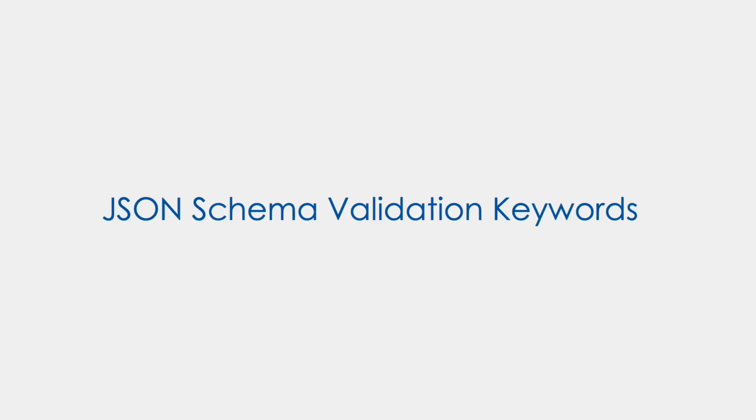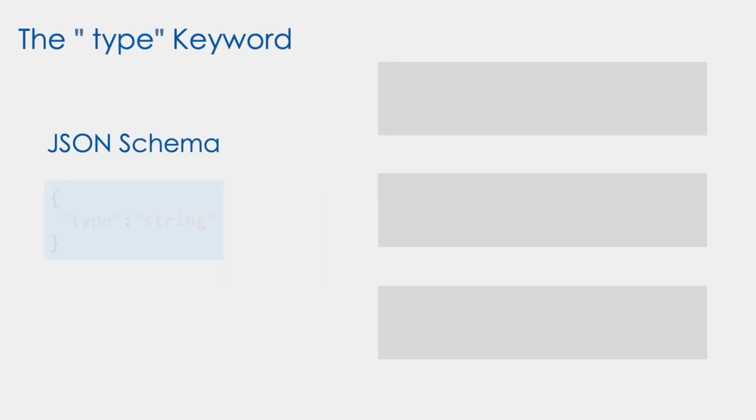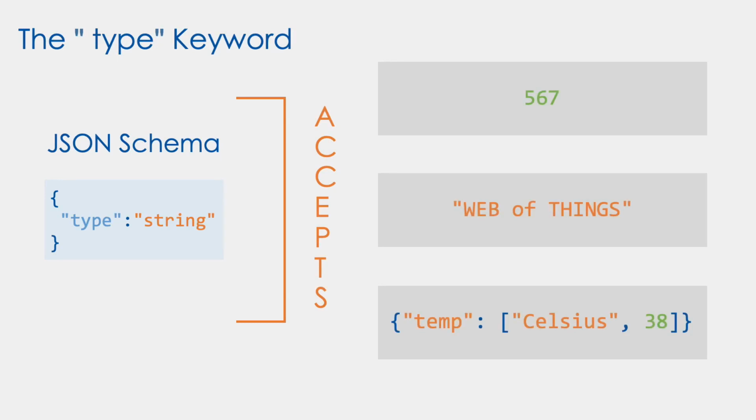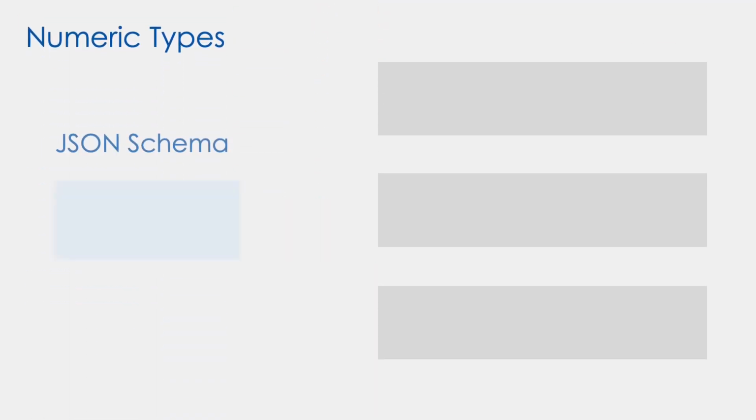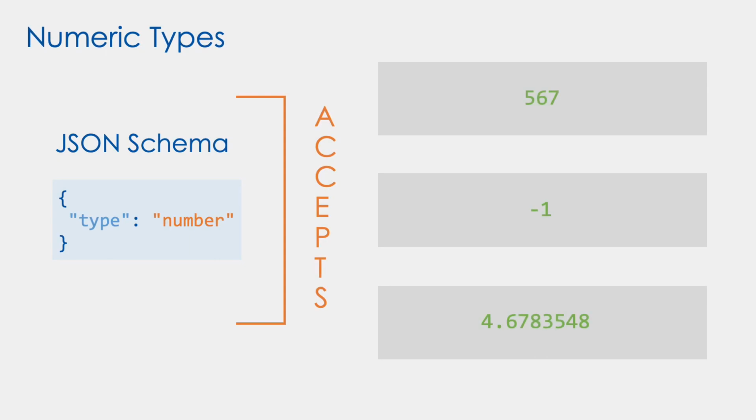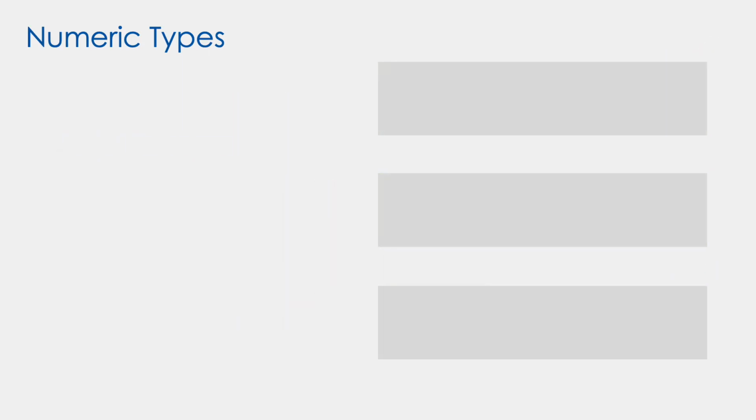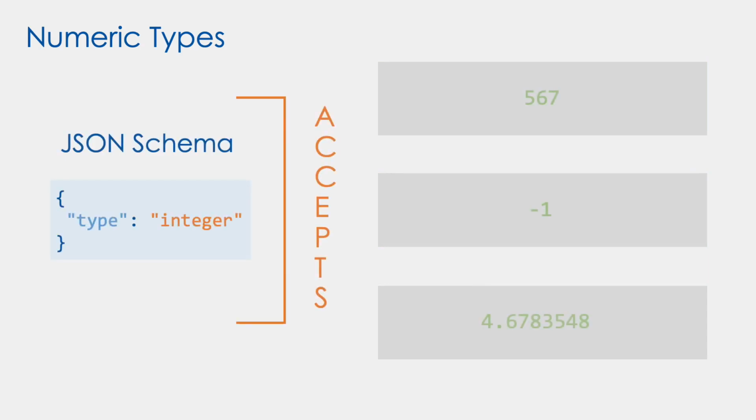Now let's look at the schema validation keywords. One of the most useful and common things to do in a JSON schema is to restrict a specific type by using the type keyword. There are two numeric types in JSON schema, integer and number. They share the same validation keywords. Number accepts integers and floating numbers, whereas integer rejects floating points.